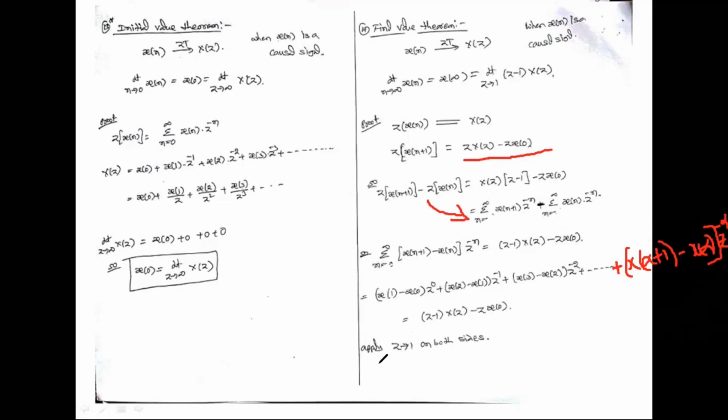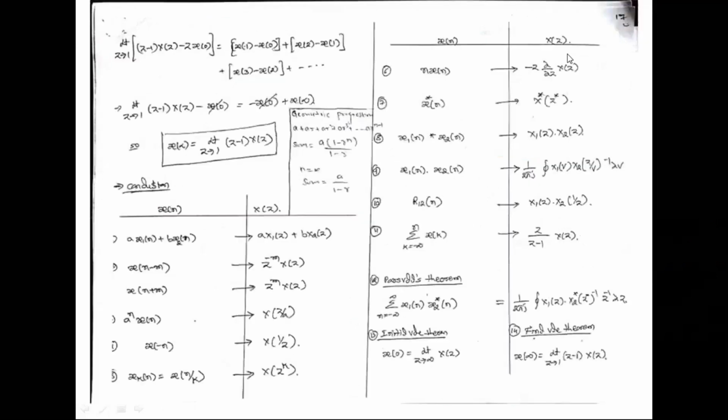Limit, apply the limit z tends to 1 on both sides. Z tends to 1 on both sides. If it is z power minus infinite, definitely it becomes 0. But I am substituting z is equal to 1 here. 1, 1, 1, 1, all the terms. Got it, my students? So see, the limit z tends to 1, z minus 1 x of z minus z tends to 0, z of x of 0. This is the right hand side function.